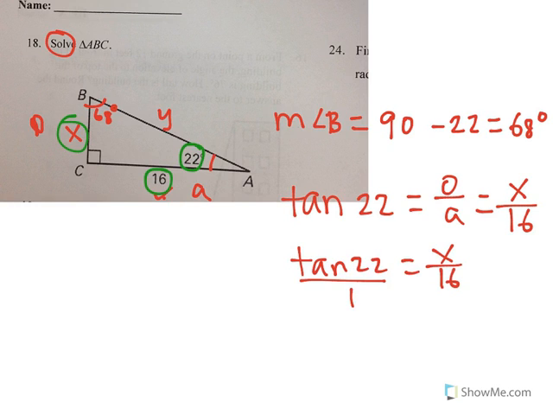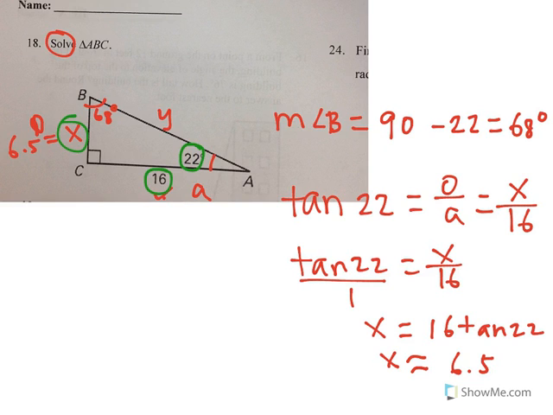We're going to put a 1 underneath, cross multiply. We have X times 1, which is X, equals 16 times tangent of 22. And so we can approximate that into 6.5. So we know that X is equal to 6.5. And the last side that we need to find is Y.